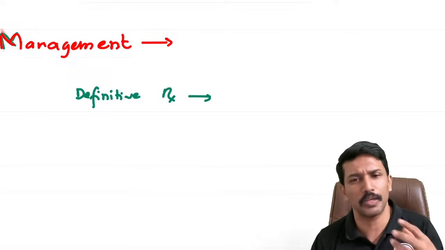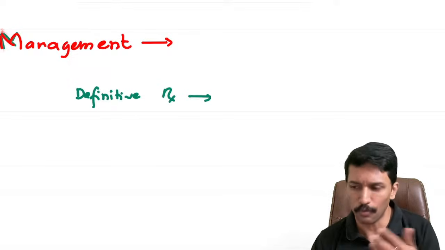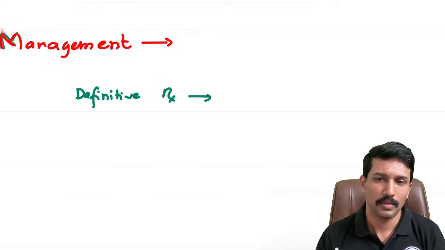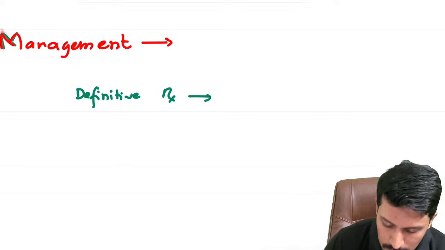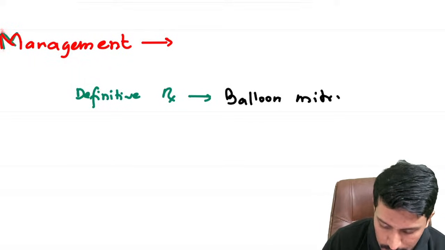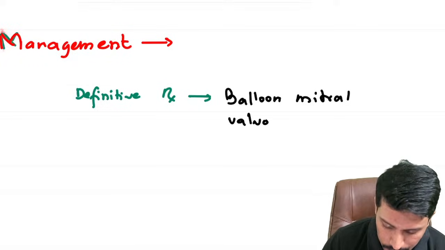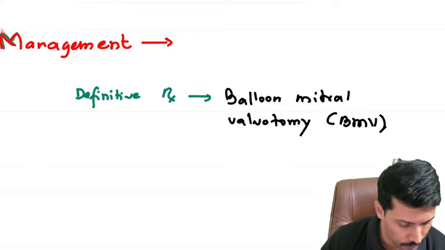So most patients we may be able to manage with 1 or 2 sessions of balloon dilatation itself. But for those patients where the restenosis is a big problem, we can go for the valve replacement. So definitive treatment is balloon mitral valvotomy. It's usually abbreviated as BMV.